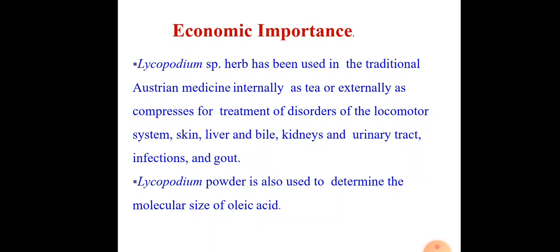What is the economic importance of Lycopodium? Lycopodium herb has been used in traditional Australian medicine as a tea, or externally as a compress for the treatment of disorders of the locomotor system, skin, liver as well as the digestive system, and the kidneys and urinary tract also. Then Lycopodium powder is used to determine the molecular size of oleic acids.